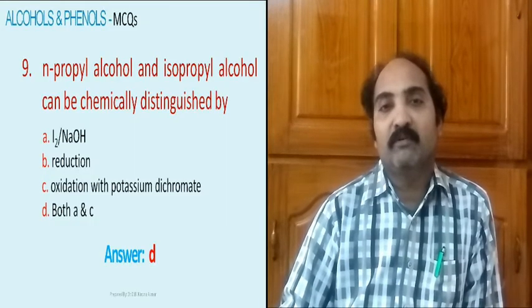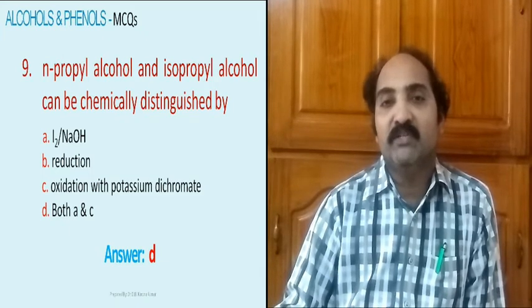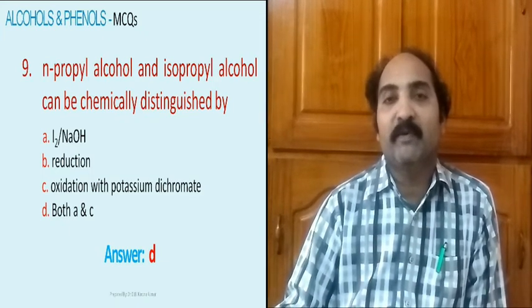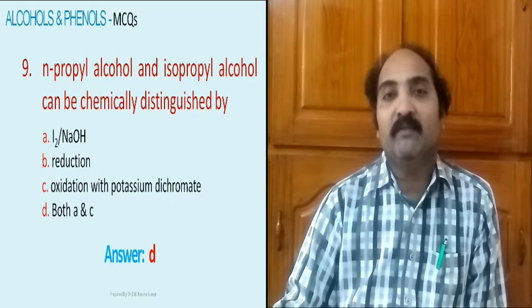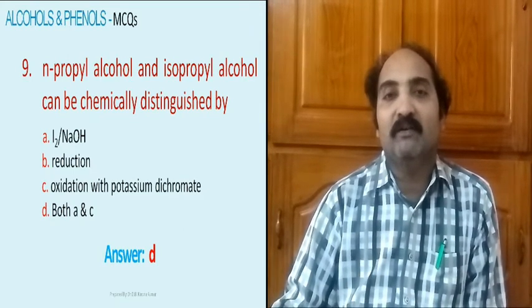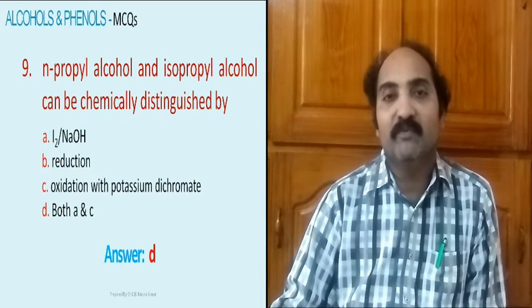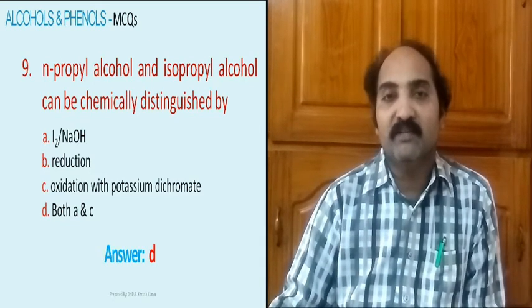Now let's explore the ninth question. In this question, he is asking us how to distinguish N-propyl and isopropyl alcohols. We all know pretty well N-propyl alcohol is a primary alcohol, whereas isopropyl alcohol is a secondary alcohol. And these two can be distinguished with the help of Lucas reagent.